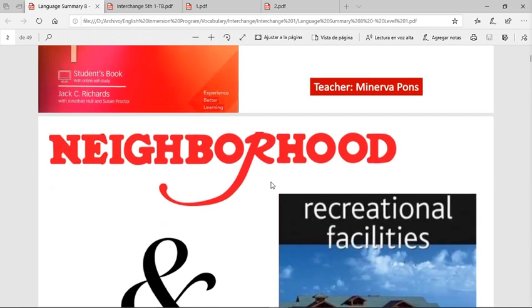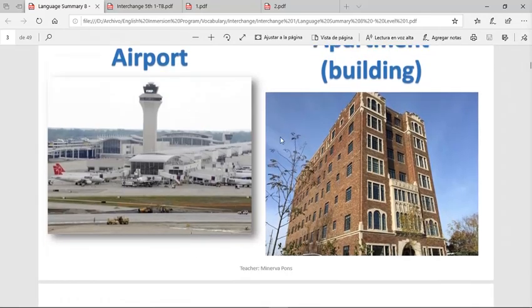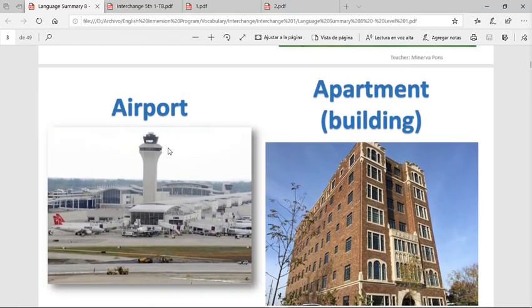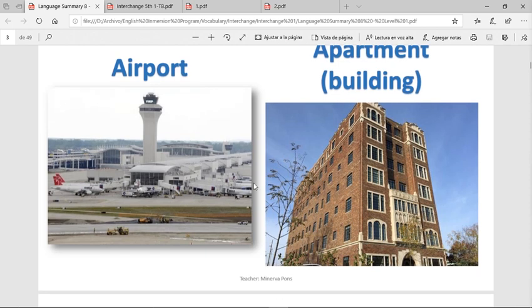So let's start. Okay, for the words of today, we have neighborhood and recreational facilities. You're gonna be seeing what this is in a moment. Okay? Airport, apartment building. This is a building that has apartments. It's gonna be used for people to live in. And this specific kind of building is an airport. You use it to go to different countries, basically, through planes.